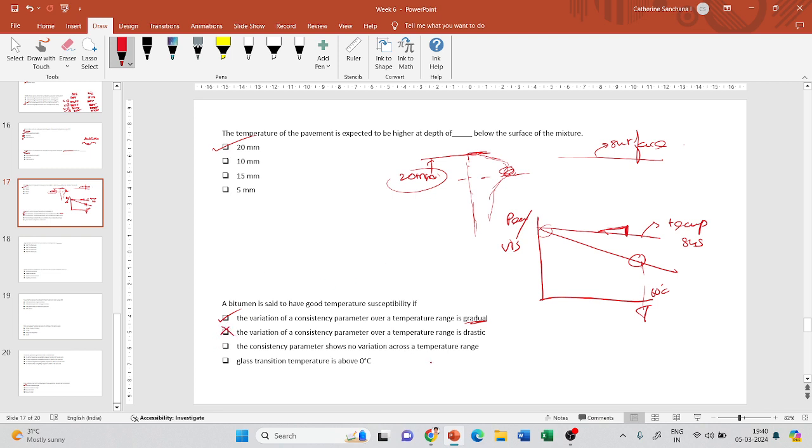The consistency parameter shows no variation across a temperature range. Will it show no variation across a temperature range? Obviously, if it has no variation, maybe it is a good temperature susceptible bitumen, but obviously the properties of bitumen change with changes in temperature. So you cannot expect this from bitumen, but you can only expect the bitumen to have a gradual change in slope of the consistency curve. So this is the answer. Glass transition temperature is above 0 degrees Celsius. No. Okay, so the answer to this is A.